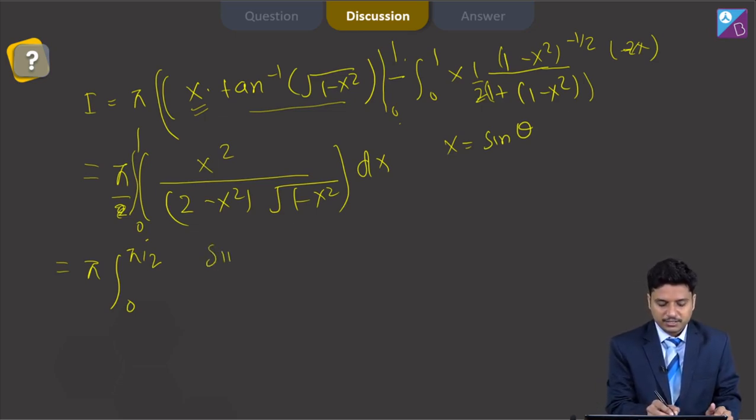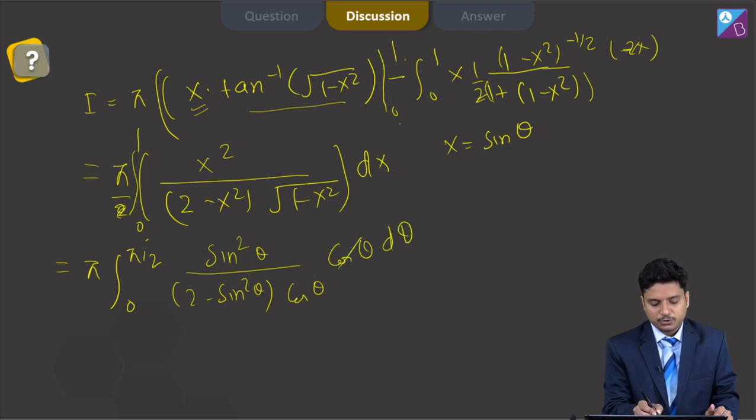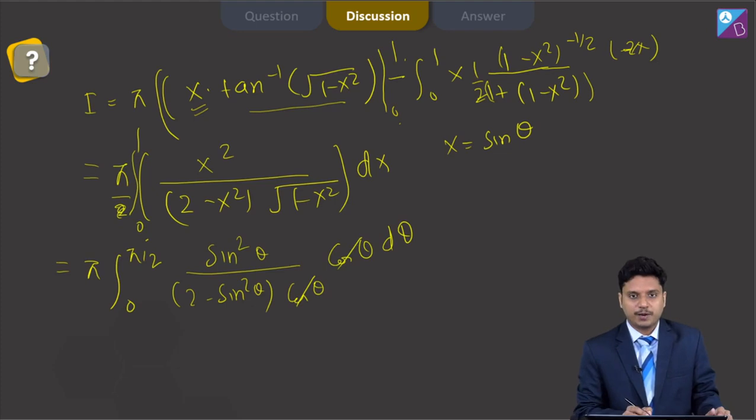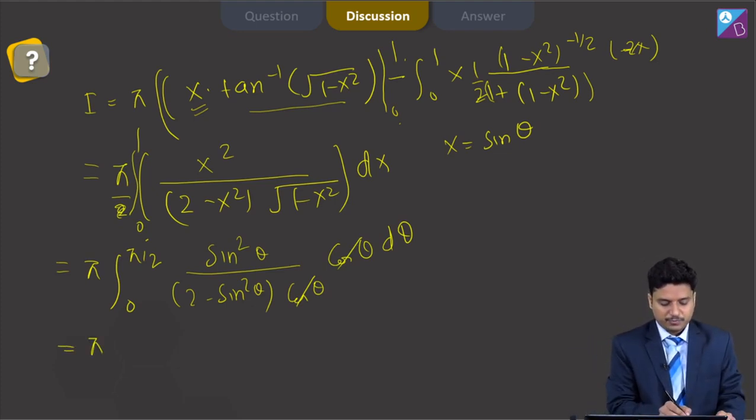So in place of x square, what will we get? This is sine square theta, divided by 2 minus sine square theta into under root 1 minus x square into dx. So this under root 1 minus x square will of course be cos theta, and this dx will again be cos theta d theta. So this cos theta thing is getting cancelled, and sine square theta upon 2 minus sine square theta is already there. So this will be equal to pi, 0 to pi by 2.